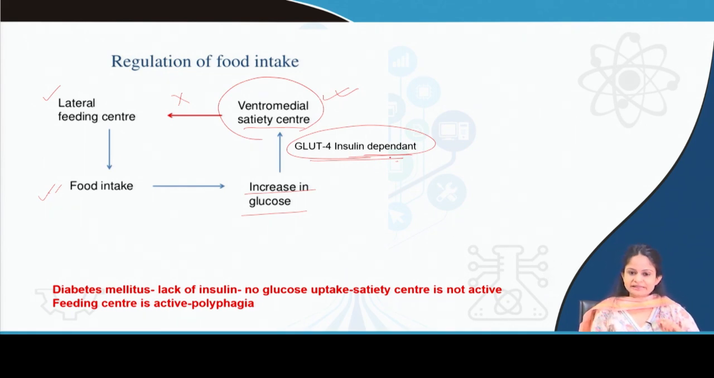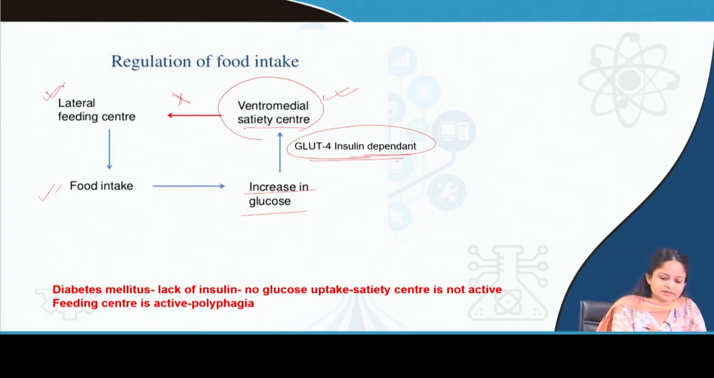That means a diabetic person is not having insulin to transport this glucose. So in spite of having a huge amount of glucose, suppose I am diabetic, my blood sugar is very high, my plasma is having ample glucose, but still my brain cells, mainly the satiety center, are not sensing that glucose because I am not having insulin. So when there is a deficiency of insulin, the glucose cannot be transported to the brain cells, and so this ventromedial satiety center inhibition is not there over the feeding center.